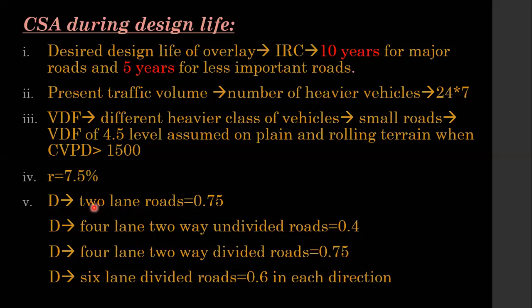I'll repeat. D value for 2-lane roads is 0.75. D value for 4-lane two-way undivided roads is 0.4. And similarly, 4-lane two-way divided roads, it will be 0.75. And last is 6-lane. For 6-lane divided roads, you have to take 0.6 in each direction. That is 0.6 in the left direction and 0.6 in the right direction.